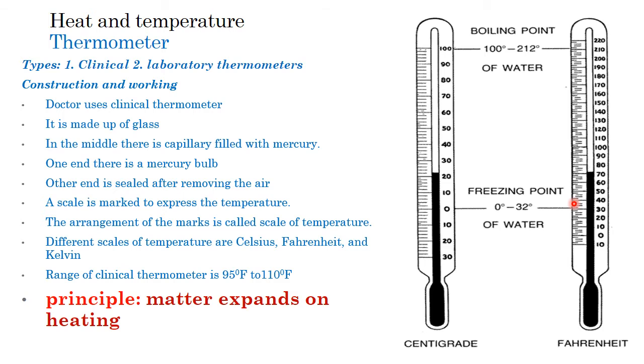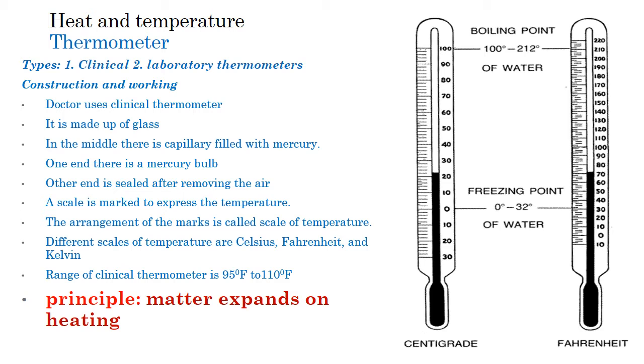The minimum is 32, and here the boiling point is 212. So it is nearly equal to 1.8, not exactly 1 or exactly 2. So that is the scale difference between the centigrade scale and the Fahrenheit scale. So a scale is marked to express the temperature. Understand? The arrangement of marks is called the scale of temperature.